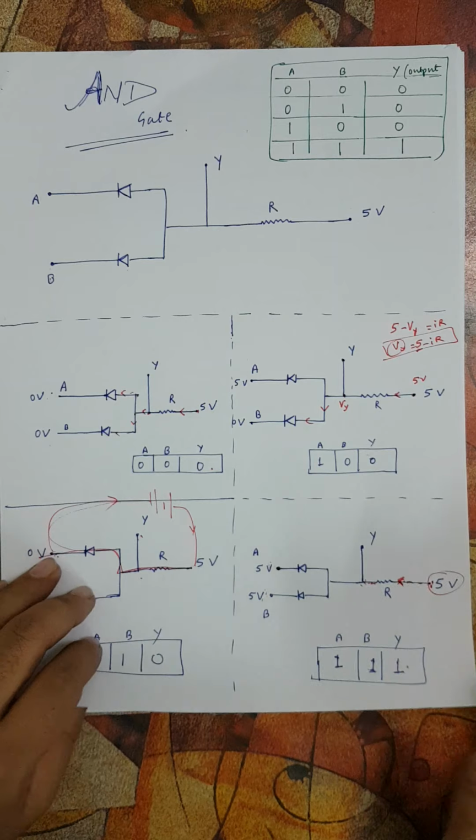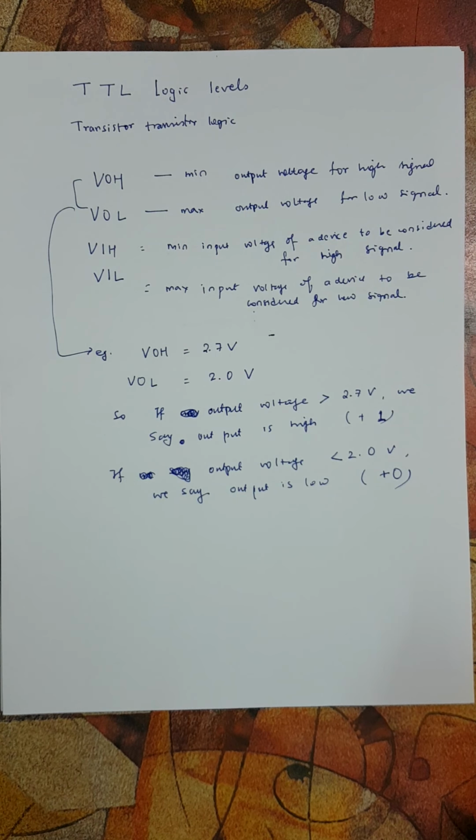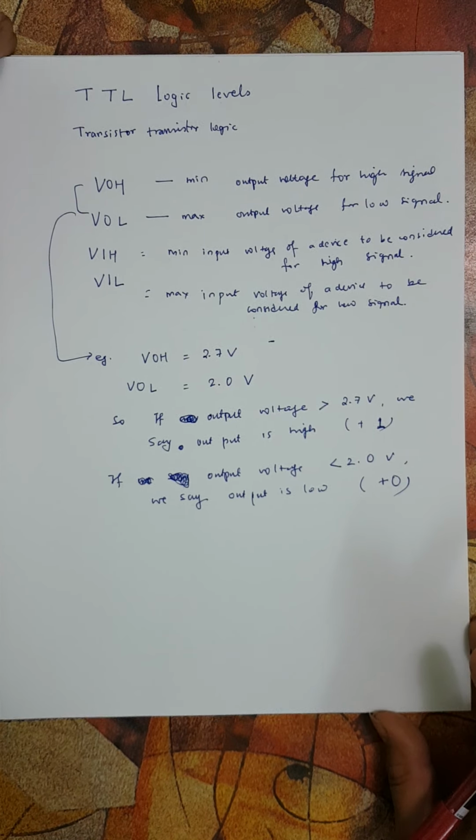Very simple. Now we can't make a NOT gate using only diodes. You can think about why. Moving on to making logic gates using transistors.